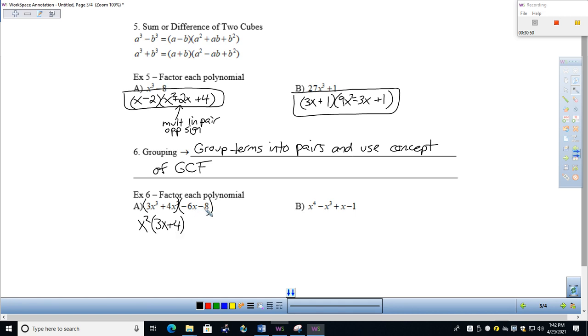Then I go to my second pair, and I ask, is there a greatest common factor to both of those? Now, if this is a negative, you do want to pull out the negative with it. So I'm going to pull out a negative 2, or a minus 2 here. And when I pull out the negative 2, that turns this to a positive, 3x as a matter of fact, but it also turns this into a positive 4, right? Because negative 2 times positive 4 is what gives me negative 8.